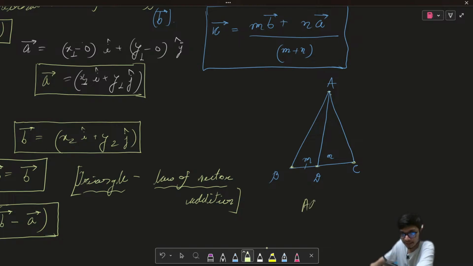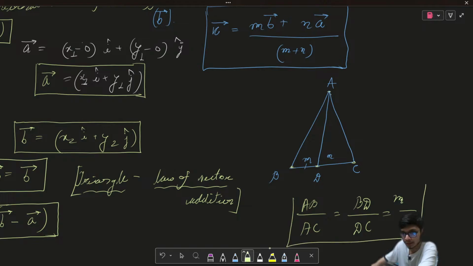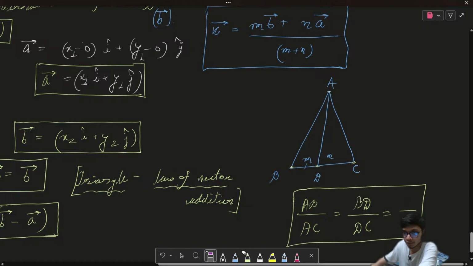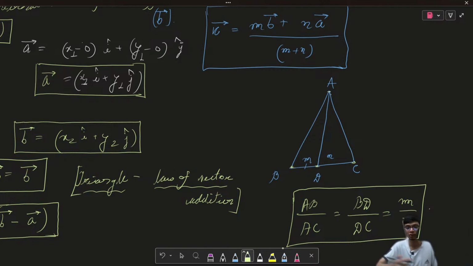Generally it is given as AB upon AC, which is equal to BD upon DC, which is nothing but m upon n, or simply n upon m. So you can use this particular property to derive the section formula, right? If you recall the classes on derivation of the section formula in your junior classes, maybe class 10th or class 11th or just a year ago, you must recall that you derived the expression for this section formula in this following manner.